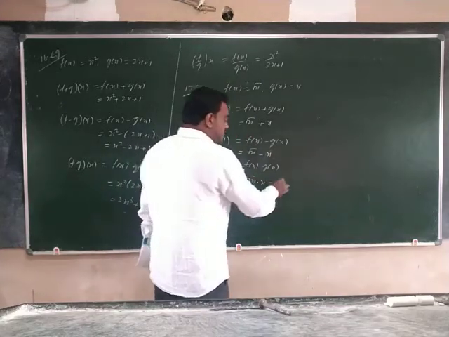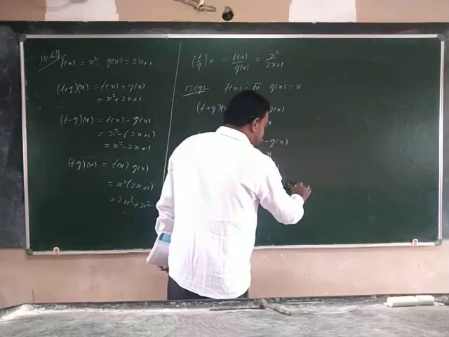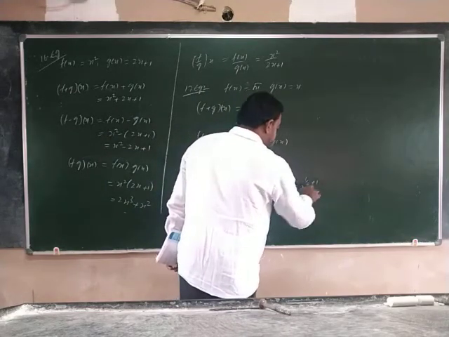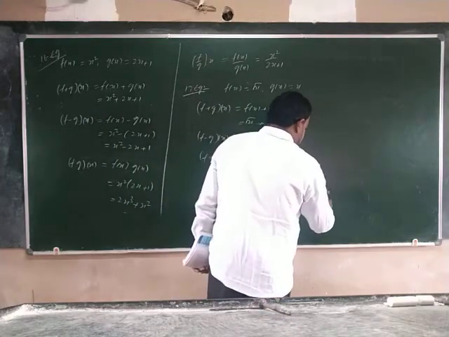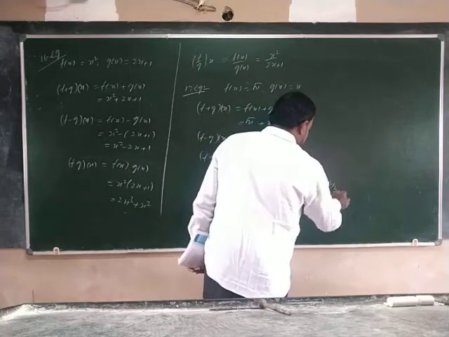Root x is nothing but x power of 1 by 2, into x. This is equal to x power of 1 by 2 plus 1. The bases are equal, so the powers are added. So this is x power of 1 by 2 plus 1, which is 3 by 2.